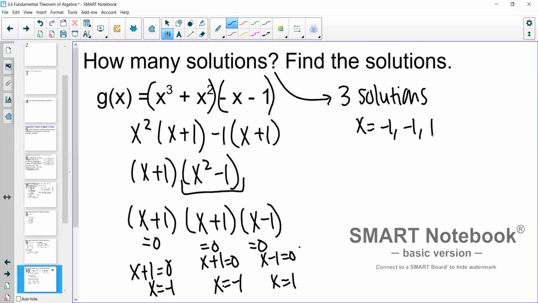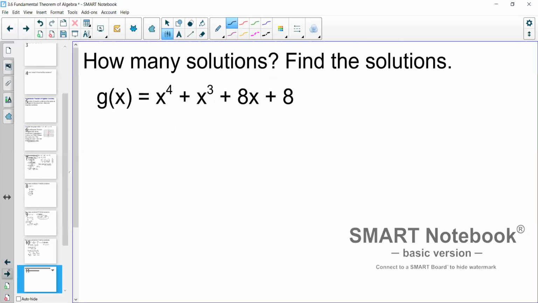So we have that multiplicity of 2, but notice how even with that multiplicity, if we write it all out, we still have 3 solutions. In this case, they're all real. So let's take a look at one last example here to figure out how we can find the number of solutions. Now, I'm going to factor this one by grouping.